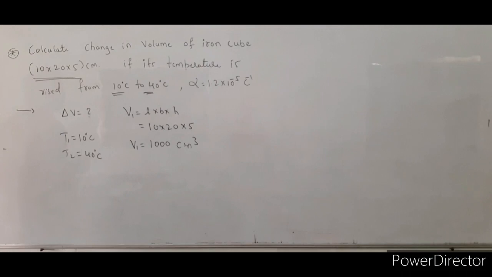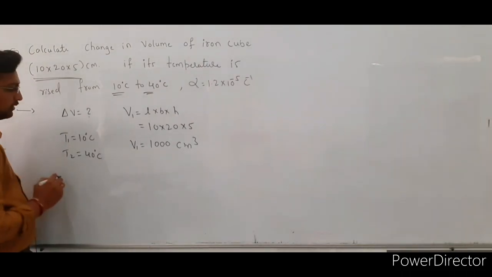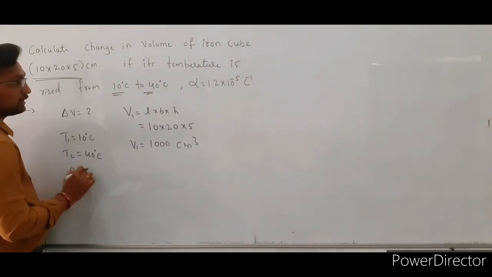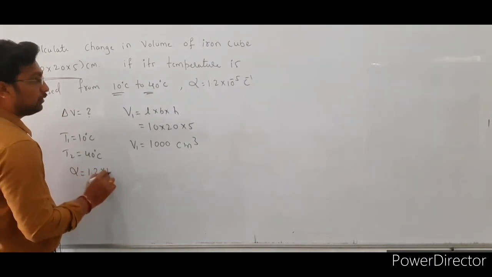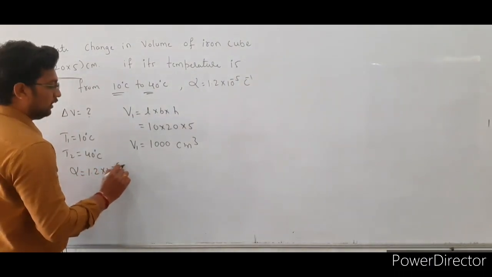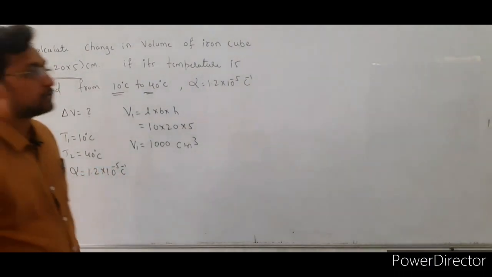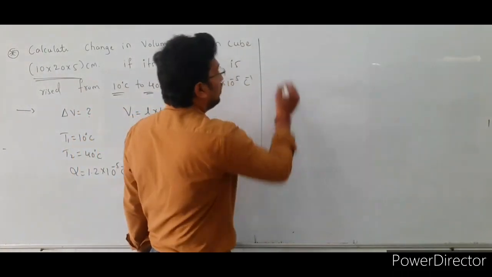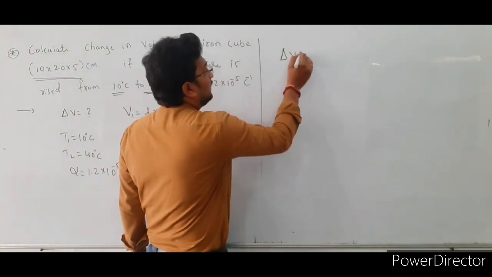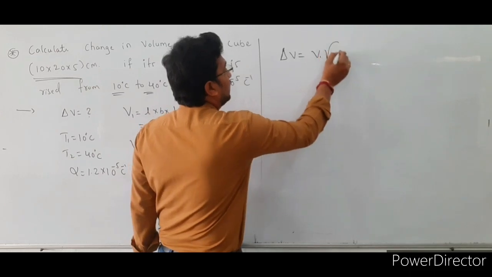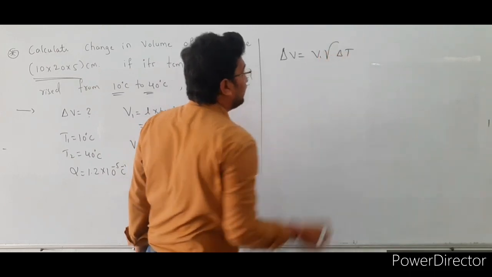T2 is equal to 40 degrees Celsius. The given alpha value is 1.2 × 10^-5 per degree Celsius. So in this case we are going to find the change in volume. The change in volume formula is initial volume times gamma times change in temperature, right?